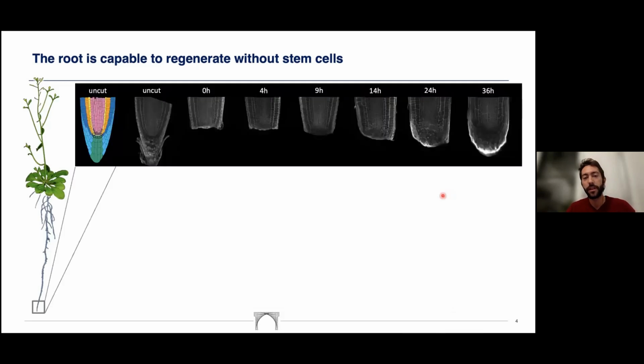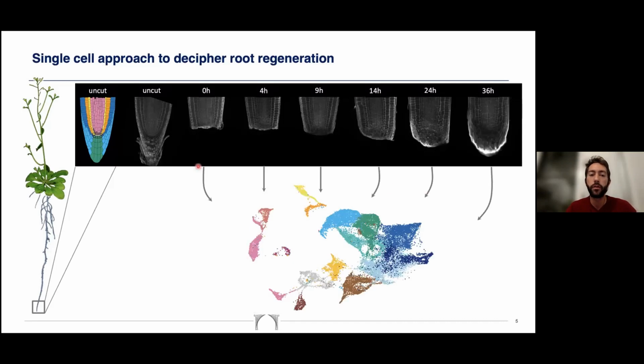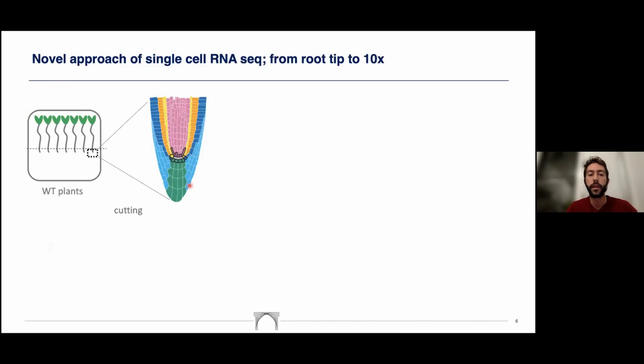To better understand what's happening there, we decided to go for a single cell approach where we took all the different time points throughout the regeneration process and also uncut conditions, and we did single cell RNA-seq. For people who are not really familiar with this technique, I just wanted to go very fast on it. We take plants, here Arabidopsis growing in vitro, we take the root we're interested in and we digest it using a specific cocktail of enzymes that digests the cell wall and releases the cells into a solution that we call protoplasts.